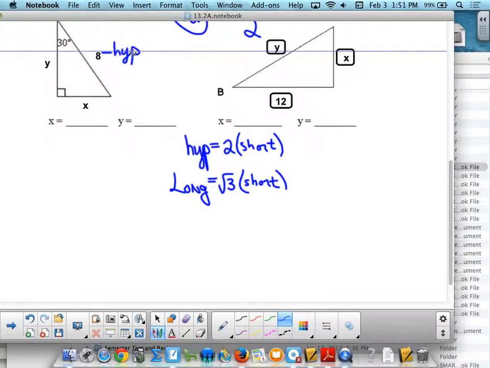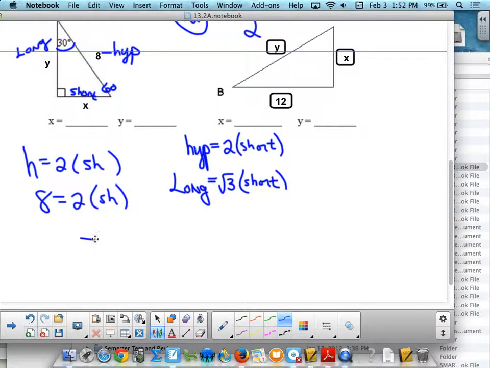So you got to go with hypotenuse right here. 2 times the short. Which one's short, by the way? X. That's short because it's opposite to 30. By the way, this has to be a 60, so that's long. So you're going to say hypotenuse equals twice the short. Hypotenuse is 8. Pretty simple formula. Short is what? 4.